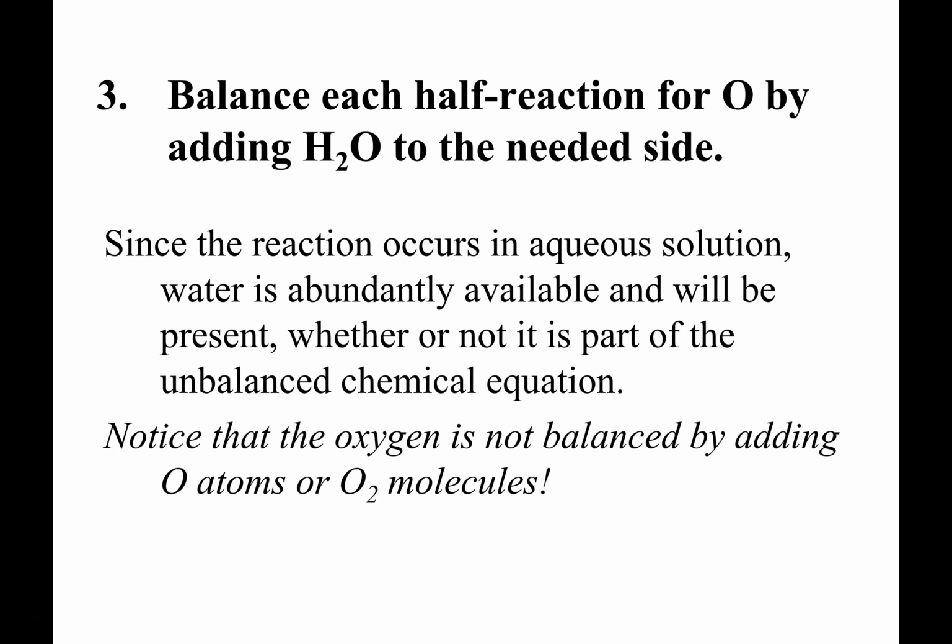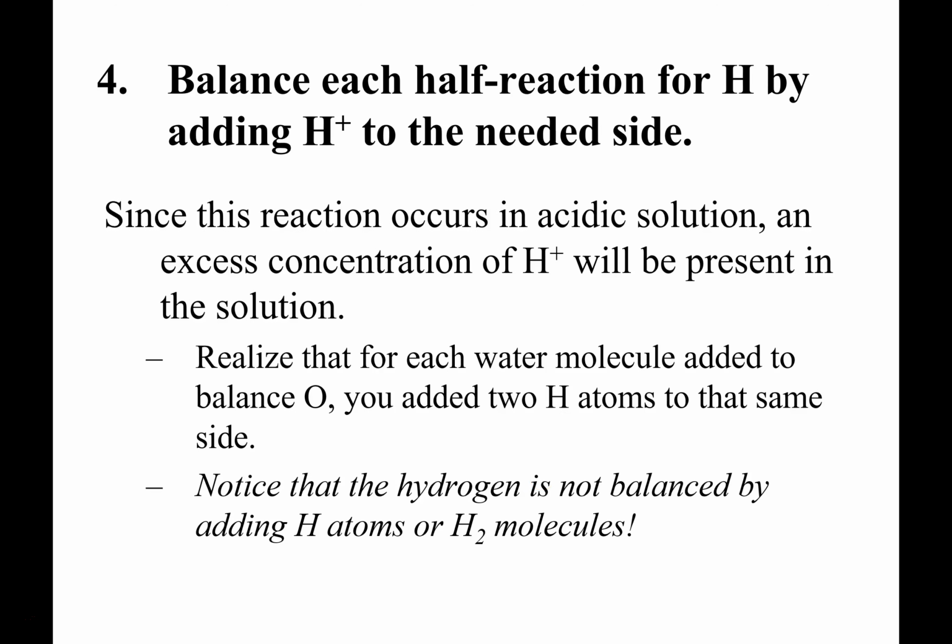Notice that you don't balance your oxygen by simply adding raw oxygen atoms, nor do you add molecular oxygen O2 molecules. Step number 4 in our chain of things we're going to do to both half reactions is to fix our hydrogens. The problem with step number 3 was you introduced oxygen by adding H2O. Well, you introduced extra hydrogen.